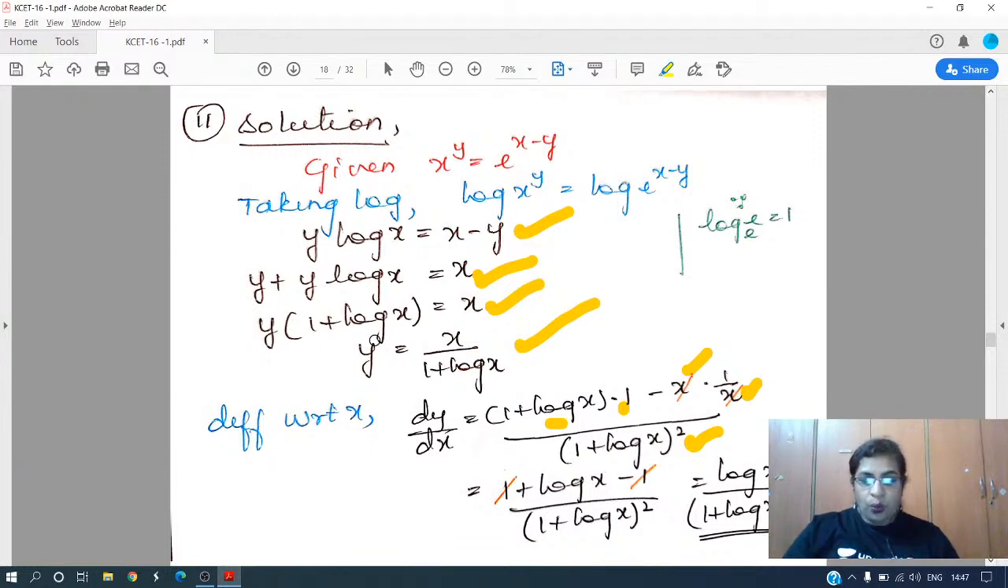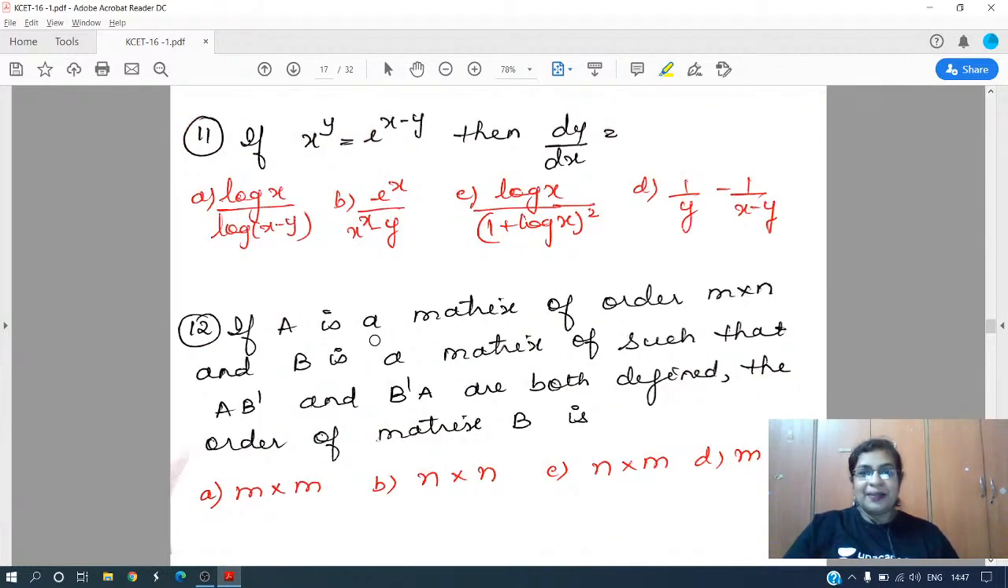Let us check which option it is. Okay, so I have option C, log x by 1 plus log x the whole square. Wasn't it easy? Yes? Okay. Let us come to the next question.